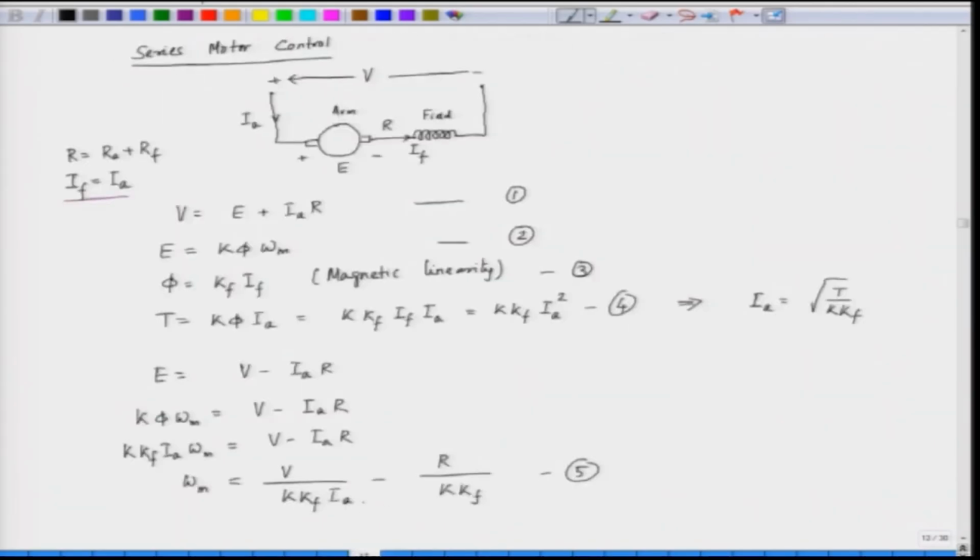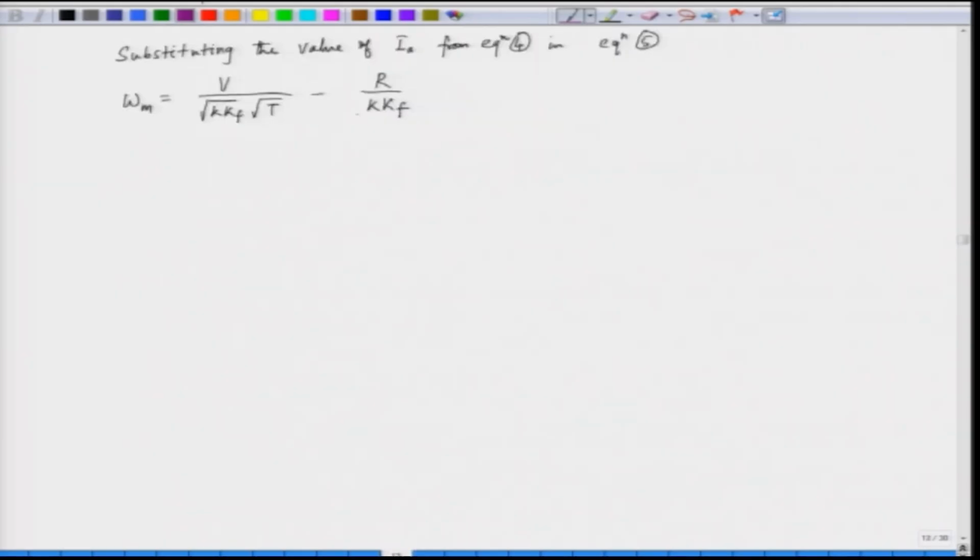Now, what we have done here is that we have replaced this Ia by under root T by K Kf. When we replace this Ia by under root T by K Kf, we have a cancellation here, and finally, we get V by under root K Kf into under root T minus R by K Kf. So, this is what we got in this final equation. This equation gives the relationship between the speed and the torque for a series motor.